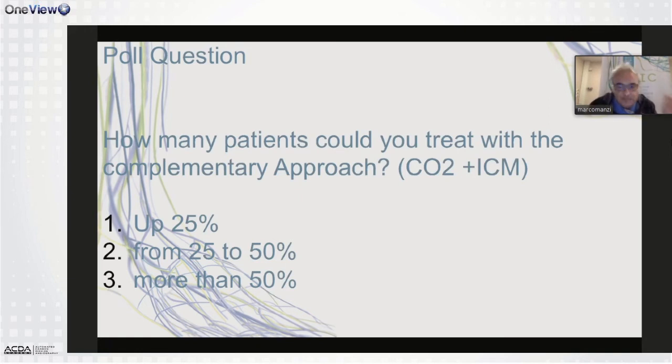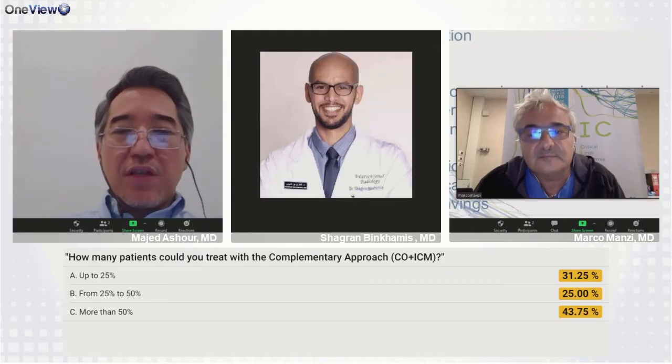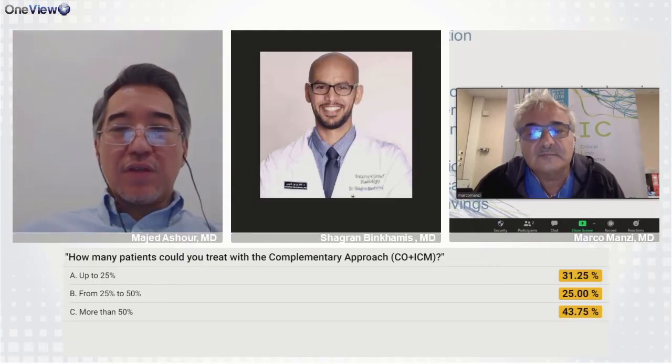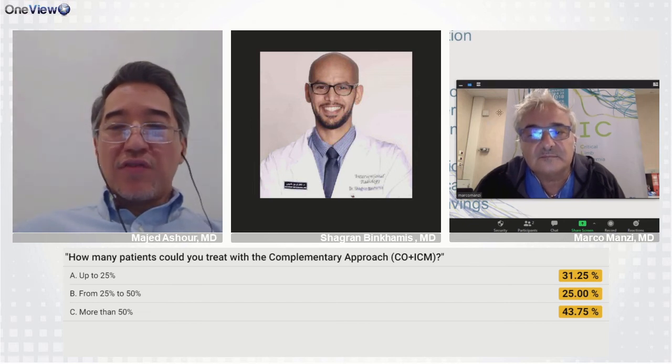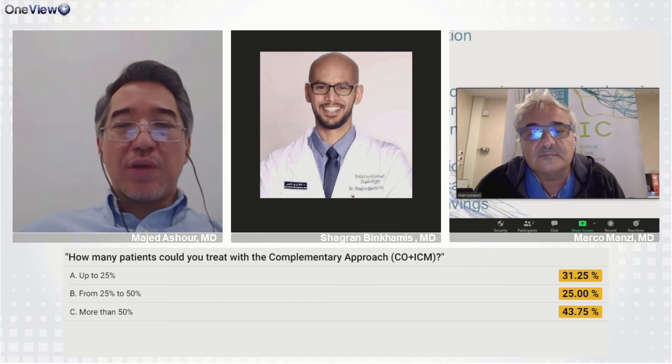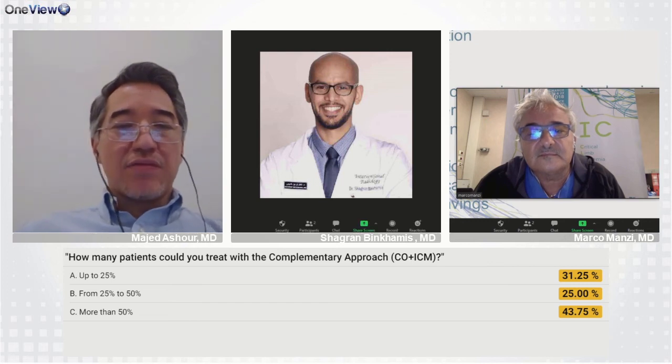So now maybe we are ready to see the answer. Up to 25%, 31% of the people voted. From 25 to 50, 25% of the people. And more than 50%, 43%. So the majority of people, or at least just less than half, voted for more than 50%.